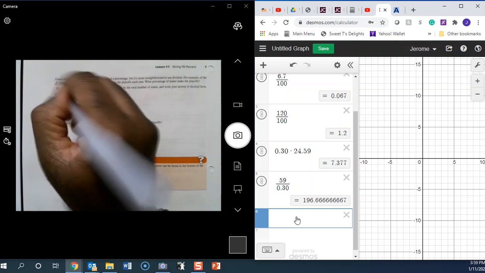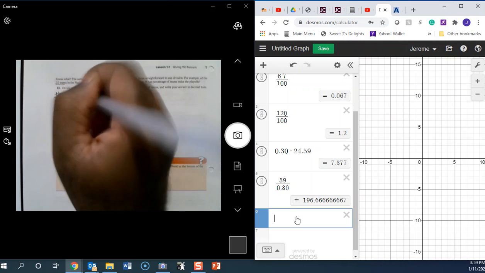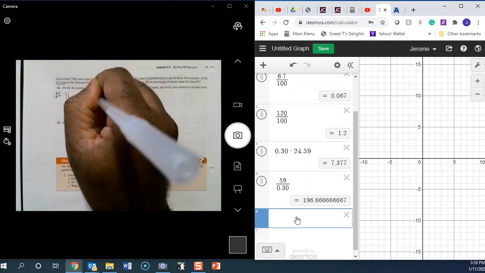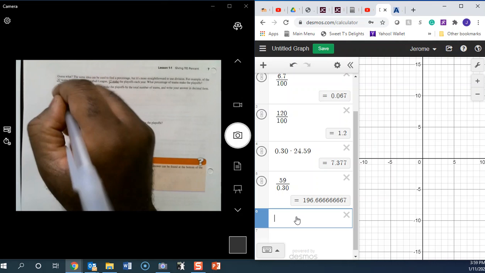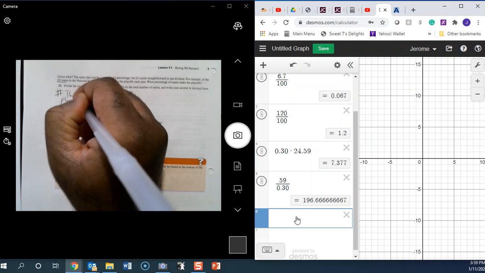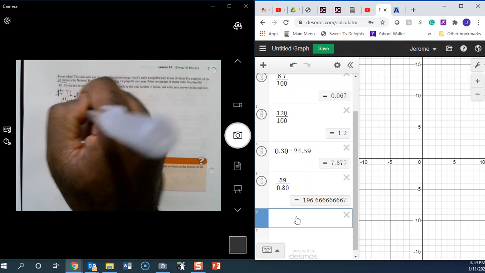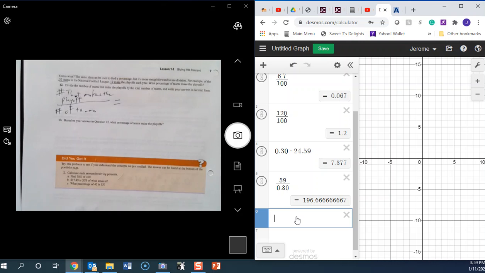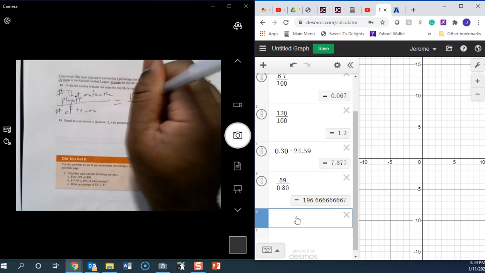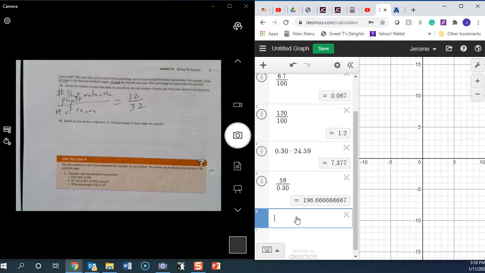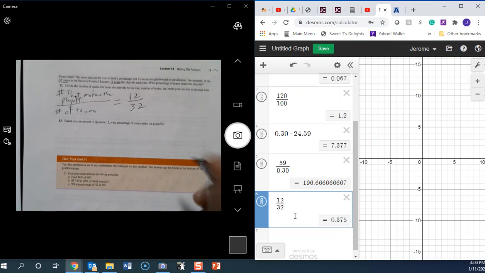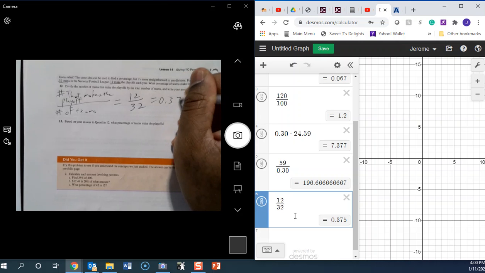So the number that makes the playoffs, and that's supposed to be divided by the number of teams. The number that make the playoffs is 12, and the number of teams is 32. Now they asked us to write our answer in decimal form, so we could just type this in, 12 divided by 32, and it gives us 0.375.